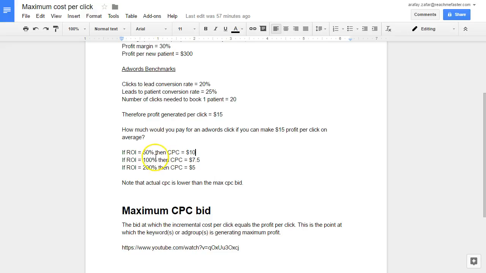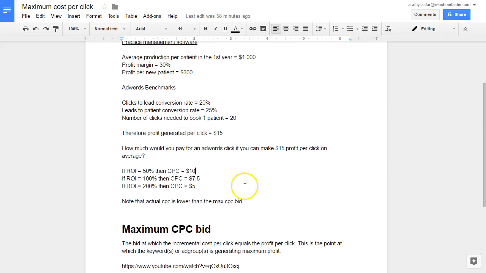So for example, 100% ROI, which is the recommended amount, means that whatever you spend on AdWords, you will generate the same amount of profit. So maybe if you spend, let's say, 20,000 a year, you will generate 20,000 profit, the net profit after subtracting the cost of advertising. The gross profit is going to be 40,000, and the production is going to be, well, several times that, because the profit margin is only 30%.